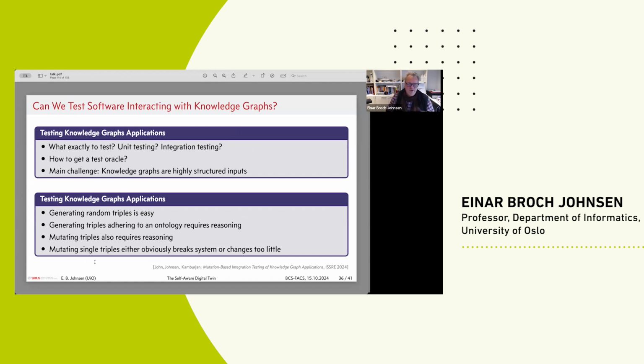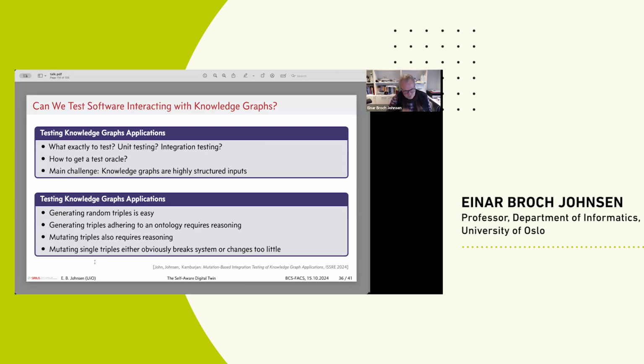The second one is about the knowledge graphs themselves. So let's say we want to test if a knowledge graph integrates well with some application. So we have some domain knowledge, we have a graph, and we want to basically test it with our small digital twin. How do we go about it? Do we do unit testing or integration testing? What is the test oracle in this setting?